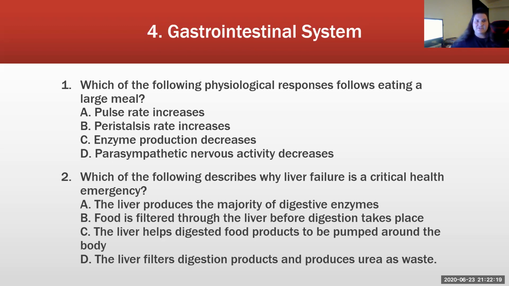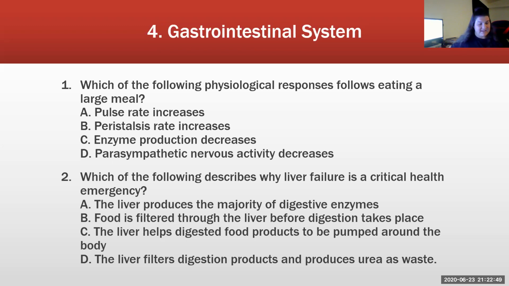So moving on, which of the following describes why liver failure is a critical health emergency? The liver produces a majority of digestive enzymes. Food is filtered through the liver before digestion takes place. The liver helps digested food products to be pumped around the body. The liver filters digestion products and produces urea as waste. So if we have liver failure and the liver's not functioning properly, what's the critical health emergency?